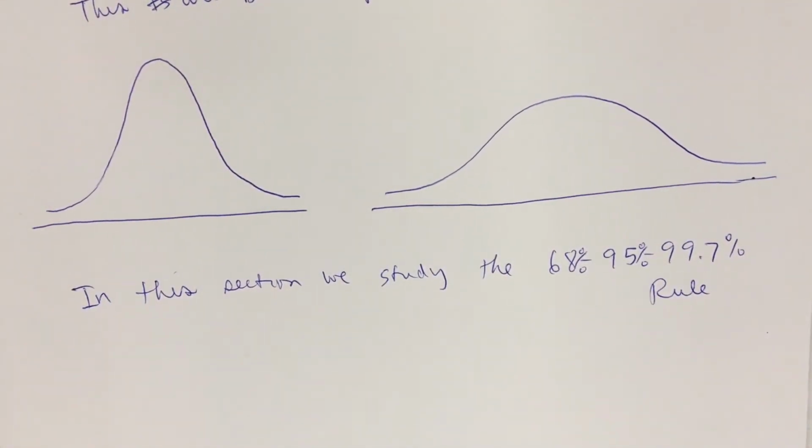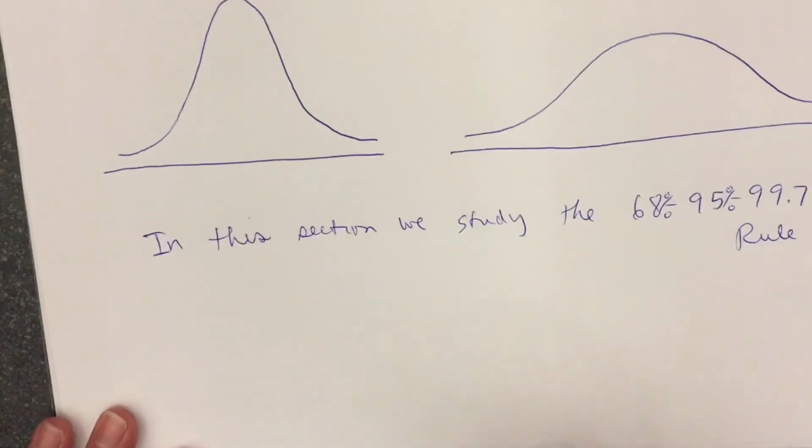What this rule tells us is that in a normal distribution, 68% of the data is within one standard deviation of the mean. 95% of the data is within two standard deviations of the mean. And 99.7% of the data is within three standard deviations of the mean.